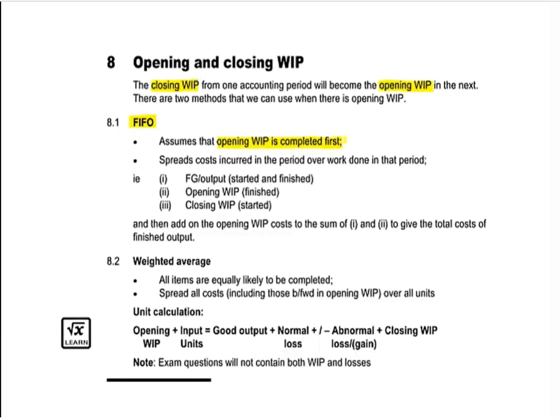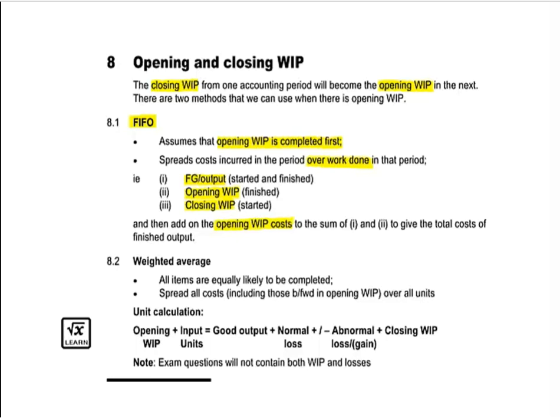The treatment that you will use here then is to spread the costs incurred over the work that's done in that period. So that will be the output that is completely started and finished in the period, the opening work in progress that's finished, and the closing work in progress that started. And then we'll add on to that the opening work in progress costs to give the total costs of finished output. And we'll see that shortly.